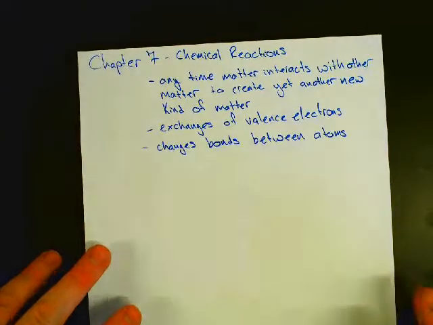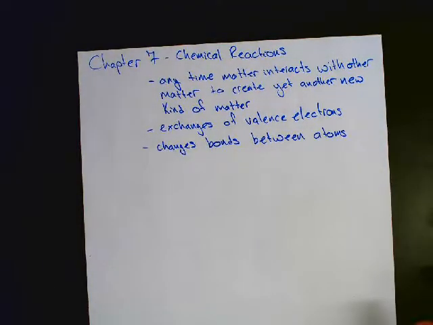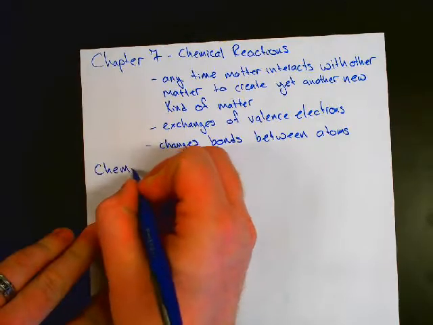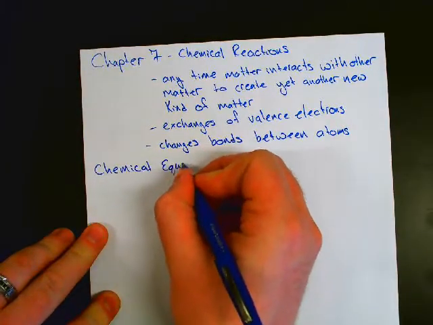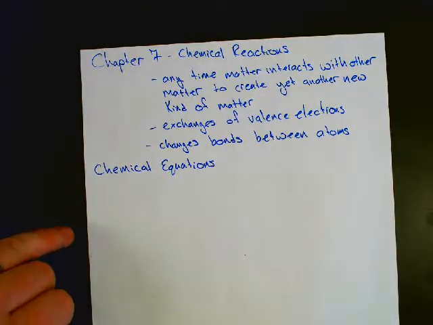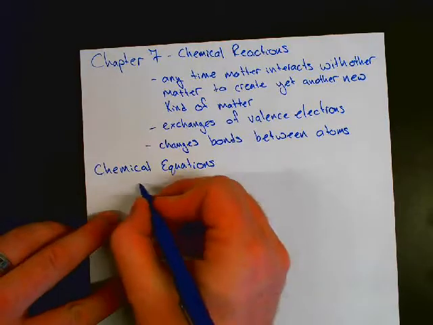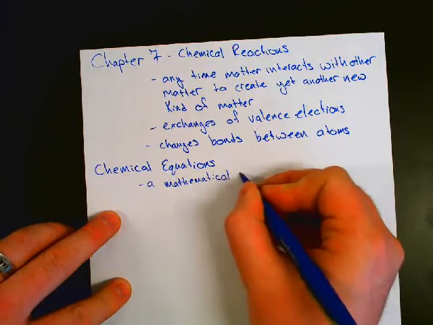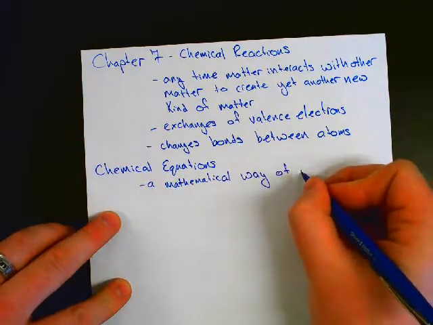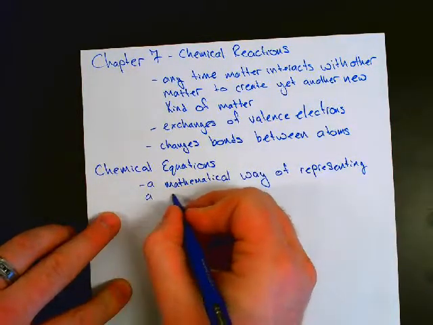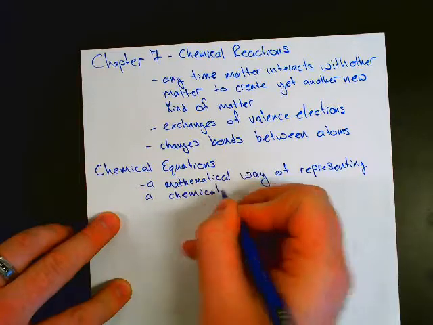You guys are doing that. Good. All right. So when we talk about a chemical reaction, we can represent that on paper using what we call chemical equations. Chemical equations are basically a mathematical way of representing what happens in a chemical reaction.